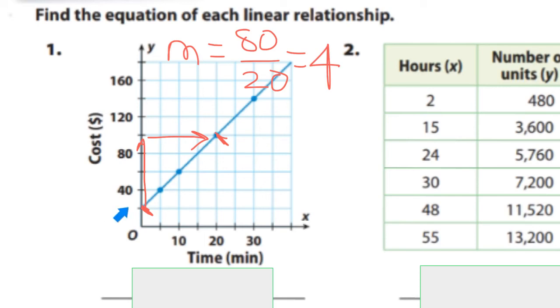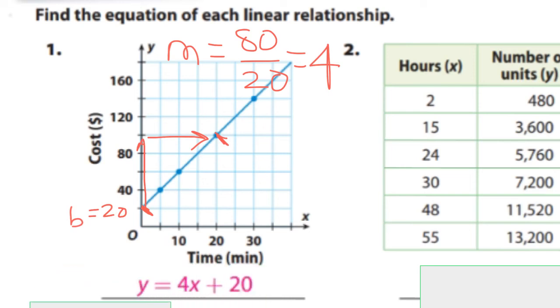Now if I just observe the line, I can see where it touches the y-axis. It touches the y-axis at 20. So my b is 20. Therefore, my equation is y equals 4x plus 20.